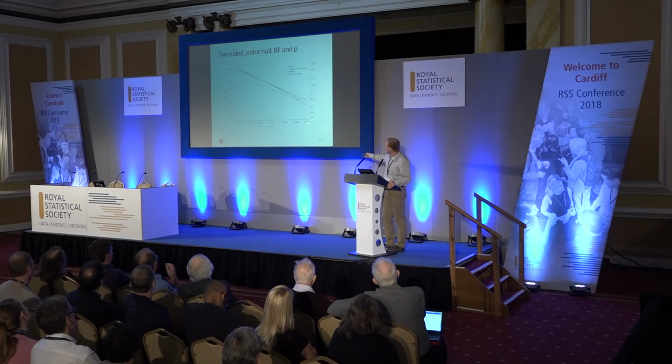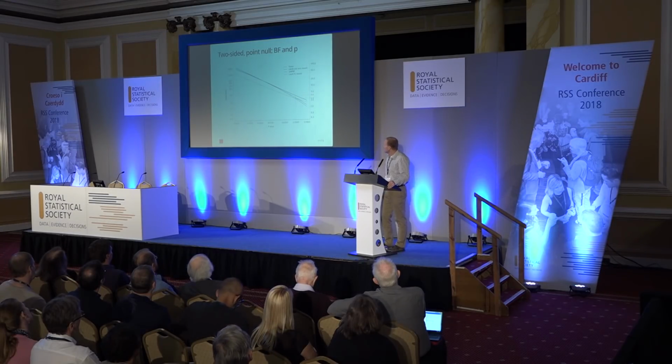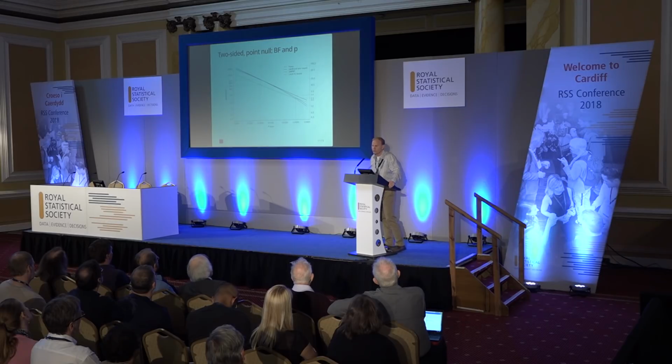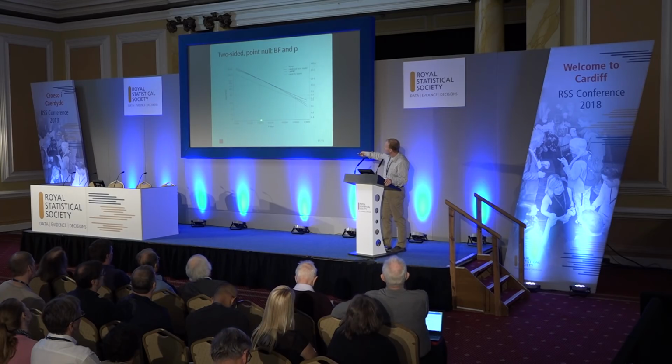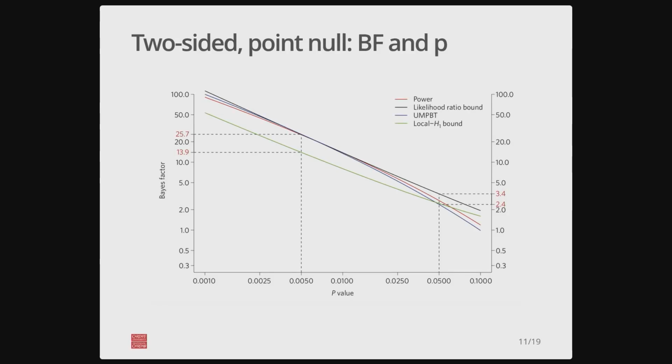And what they argue is that if you look at p equals 0.05, it corresponds to Bayes factors of only between 2.4 and 3.4 for these bounds. So if we reduced the definition of significance to 0.005, what we get are much higher Bayes factors. And that is the core of the argument. So remember, this is based on a two-sided alternative hypothesis, as well as having that point null in there.